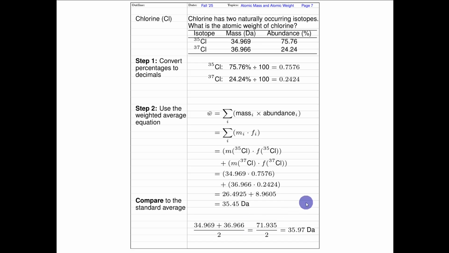Now, I do want to just take a second and compare this average weight to a standard weight. If we were to take the masses of the two isotopes, chlorine-35 and 37, sum them and then divide by 2 to get a standard average, we're around 0.5 daltons off. Now this may not seem like a lot initially, but when you start doing calculations in stoichiometry, it matters. So I just want to highlight that if you use the weighted average versus a standard average, you will get different values.